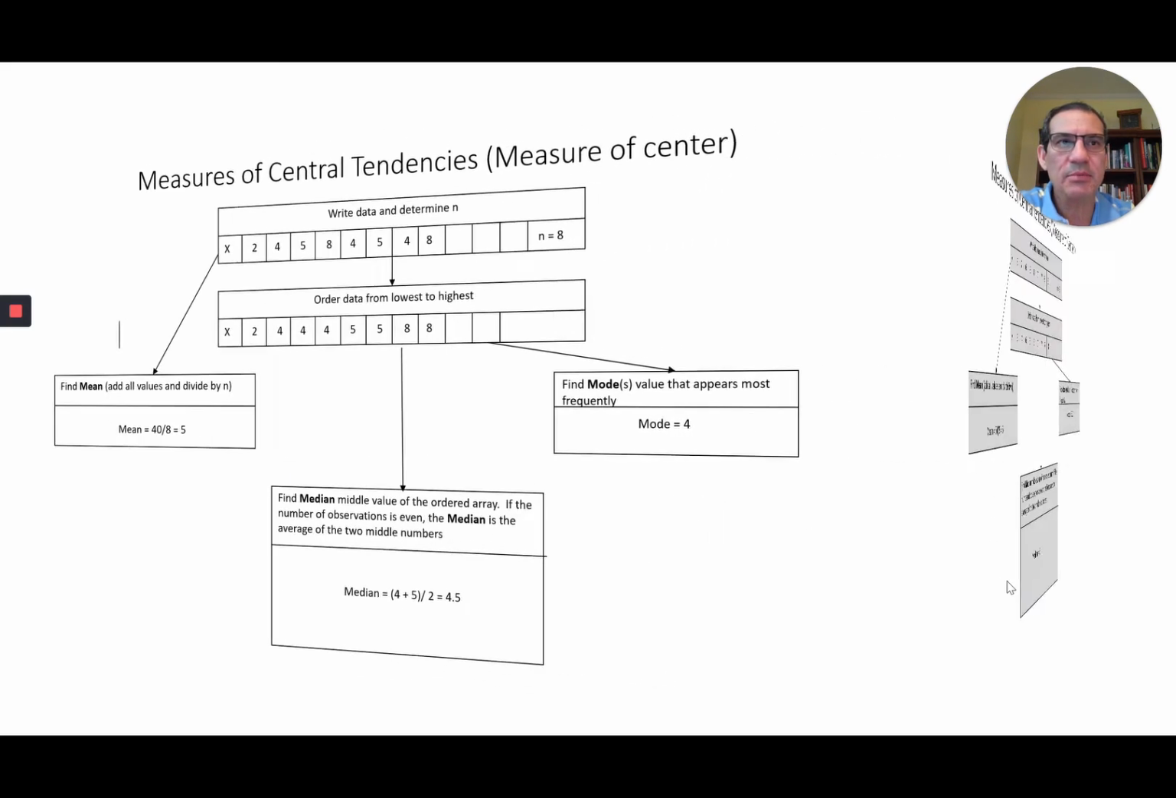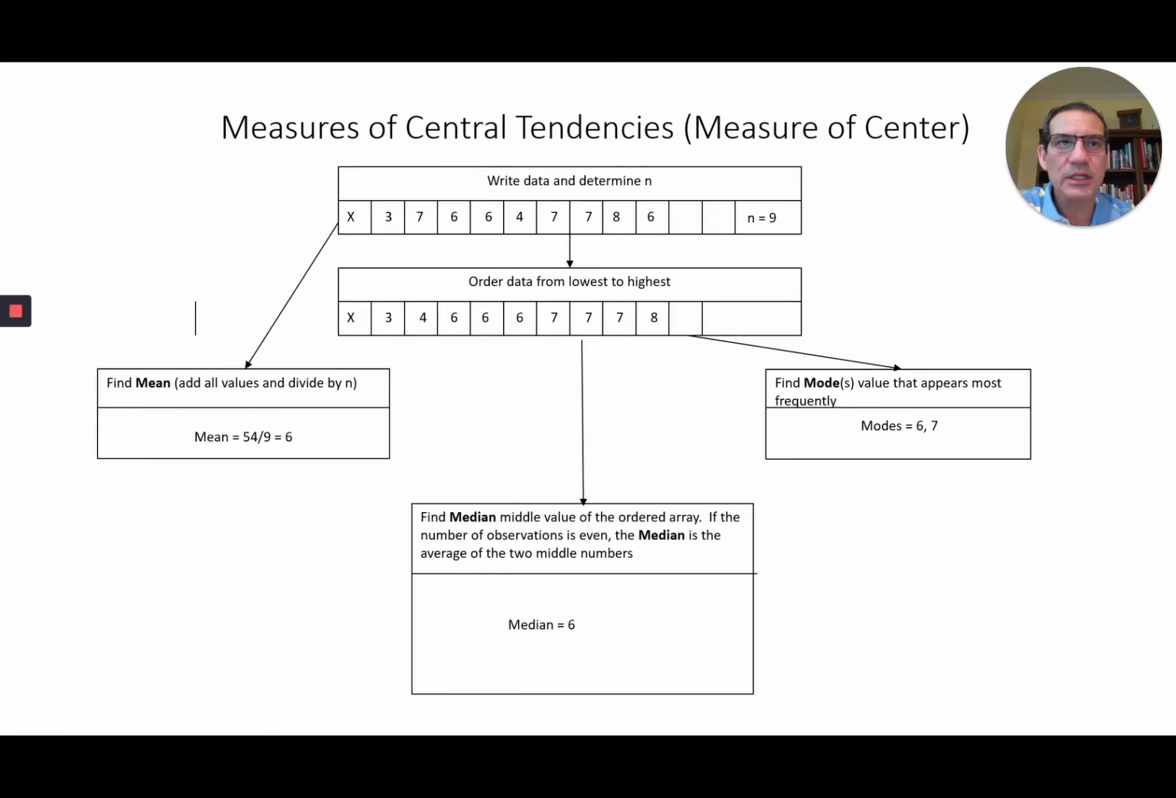Let's do one more example. I'm not going to go into that much detail here because I gave you that in the previous exercise. So we have a data set here, and in this case, we have 9 observations. Then we order the data from the smallest to the largest. And from here, we can find the mean. We add all these numbers. If you add these numbers, it will give you 54, divided by 9 is 6.